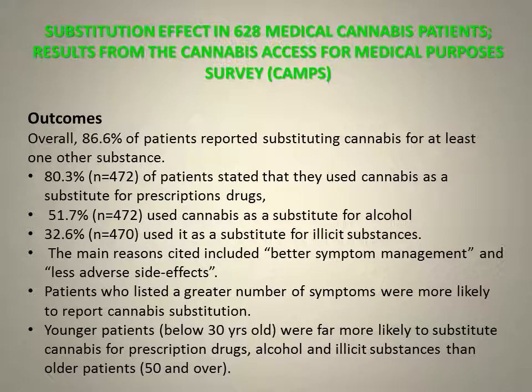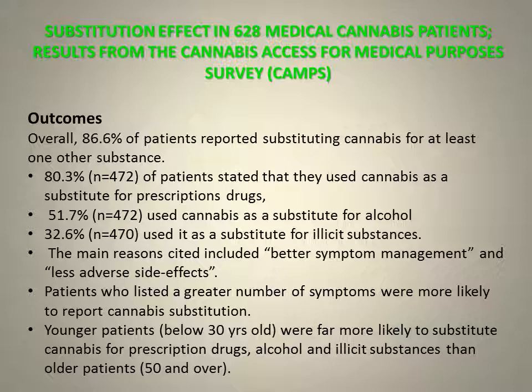Overall, 86.6% of CAMPS participants reported using cannabis as a substitute for at least one other substance. 80% of patients reported they used cannabis as a substitute for prescription drugs, 51% used cannabis as a substitute for alcohol, and 32.6% used it as a substitute for illicit substances.